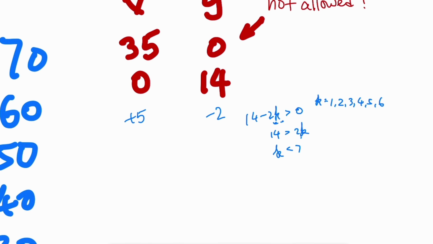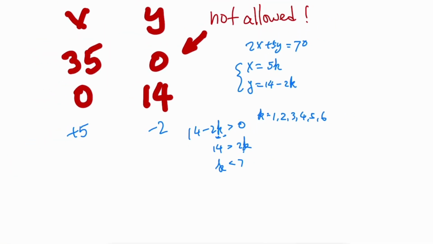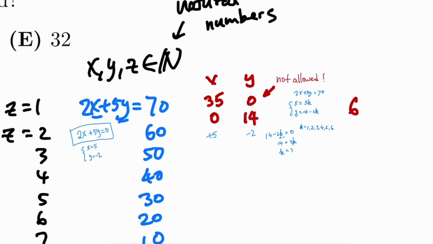If we have X equals 0 plus 5k and Y equals 14 minus 2k, then 2X plus 5Y is always going to be equal under this condition. How many k's do we have? We have 6 k's. So we have 6 possible cases over here.